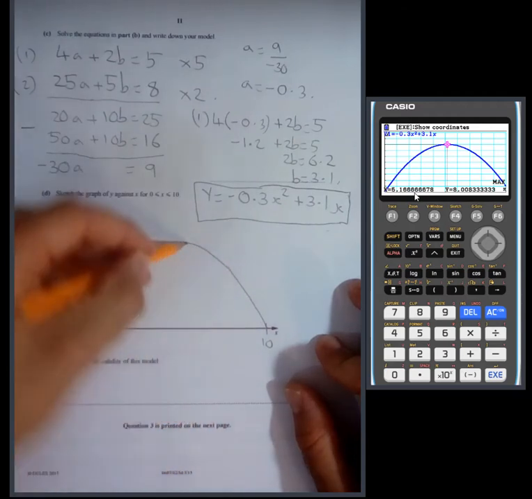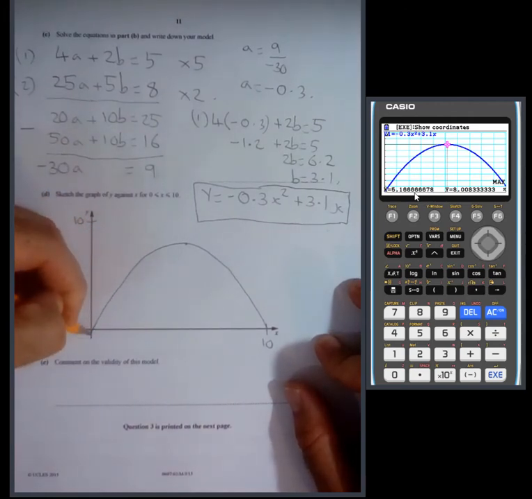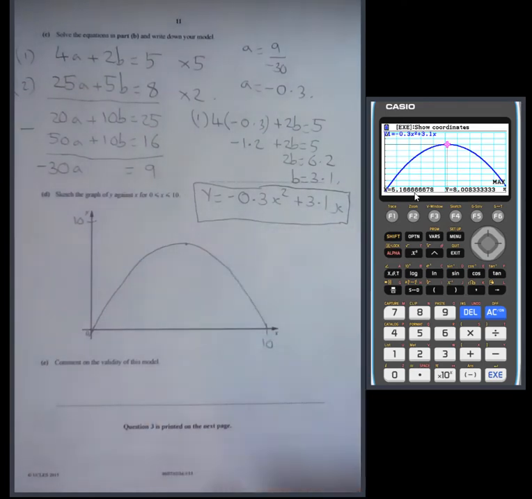So up to here, and then down like that, nice and smooth. It should be passing through 0, 0. Just missed it, but not by enough to lose a mark. Right, so there's the model. Now what are we being asked about? Comment on the validity of this model.